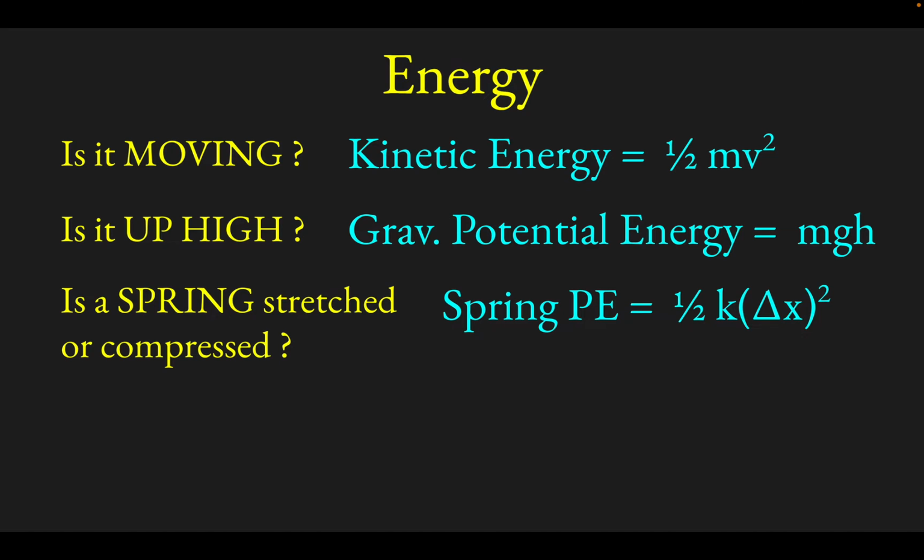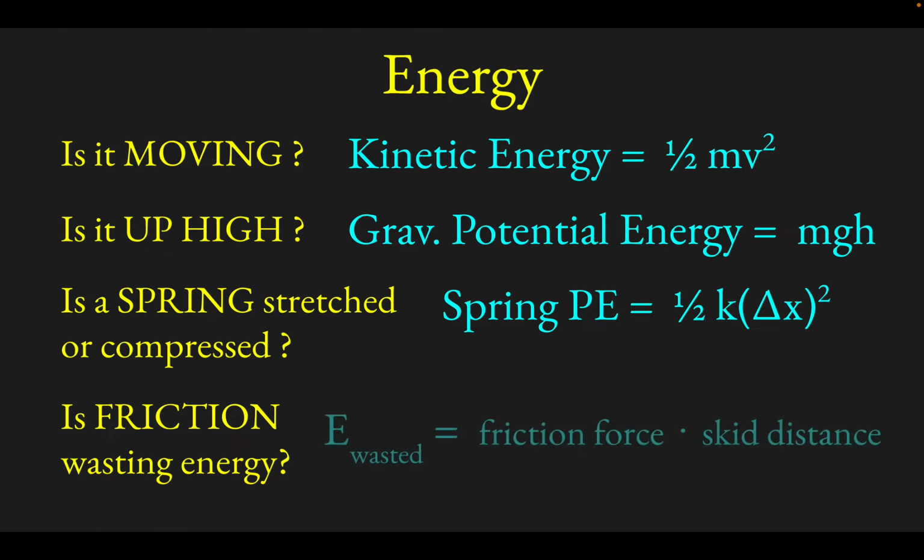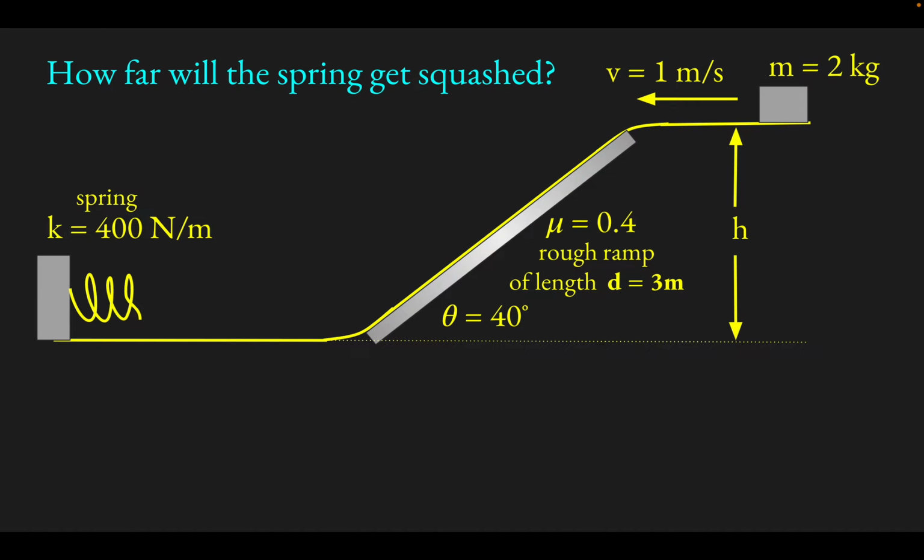distance. And another thing that you're going to have to think about is, is friction wasting energy in the problem? Is something scraping against a surface? In that case, the wasted energy is just going to be found by taking the friction force times the skid distance. So let's take a look at a scenario that would use some of these ideas.